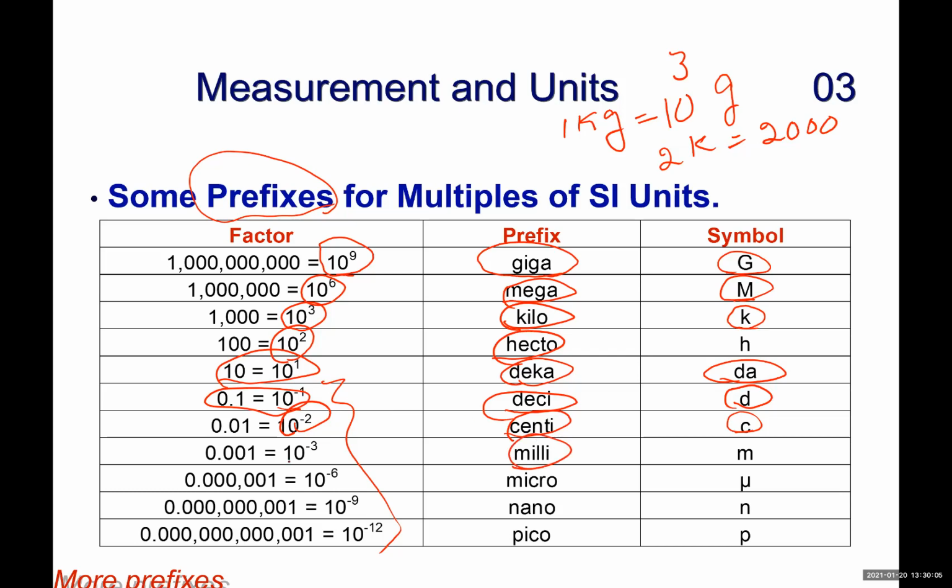If I say milli, it means 1/1,000. If I say micro, the thickness of my hair is, let's say, 2 micrometers. It means it's 1,000,000 times smaller than 1 meter.